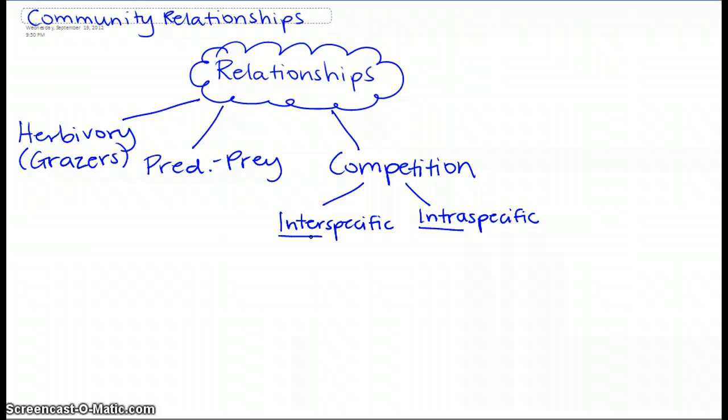Now, let's think about some things that species might compete for. What are some things that species might compete for? Try to make a list on your paper of some things that two separate species might compete for, or different animals or plants within the same species might compete for.